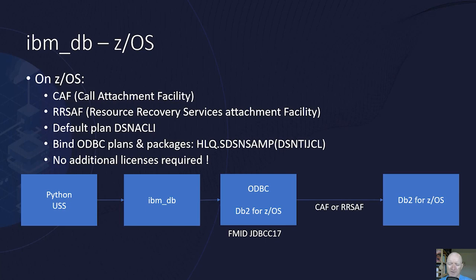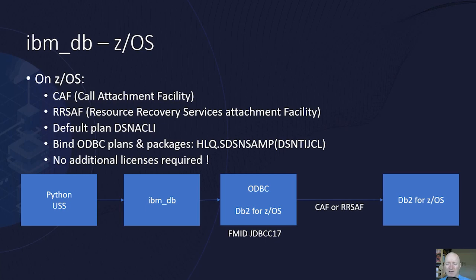The ODBC drivers for DB2 for z/OS are installed with FMID JDBC C17. It's very likely it's already installed, but if you can't find the drivers, then you would have to ask your systems programmer to install that FMID. As part of that FMID, there's also a sample job, DSNTIJCL, which will bind the ODBC plans and packages that are required for ODBC. The default plan name is DSNACLI, so you can check your system and see if that has already been bound and is available.